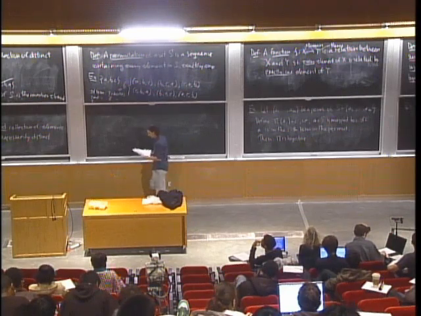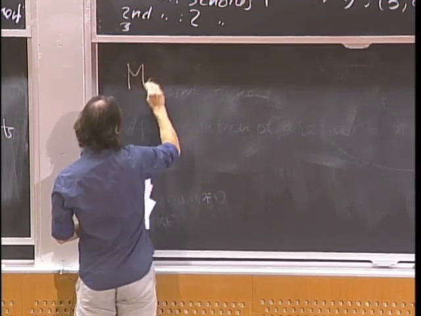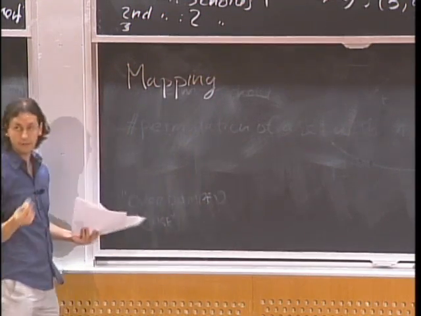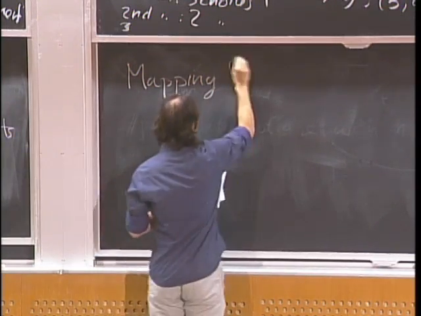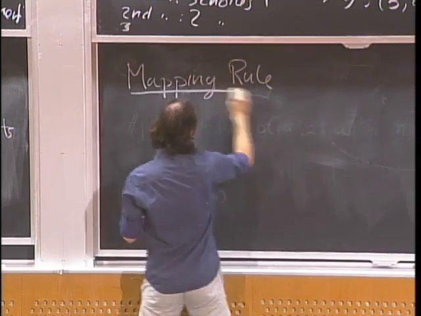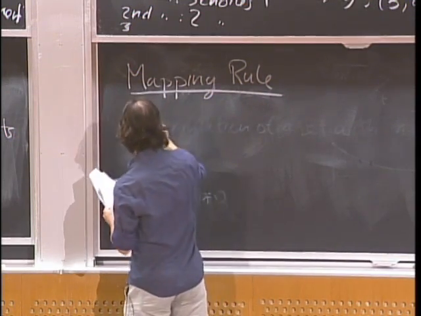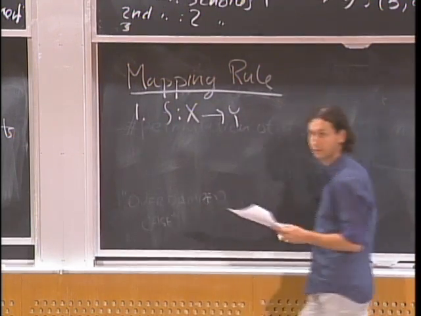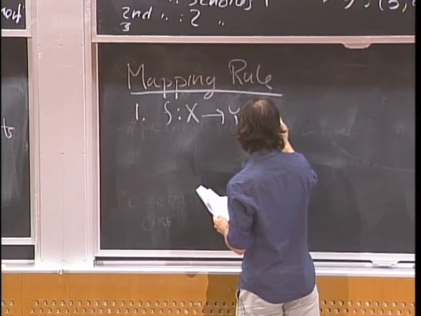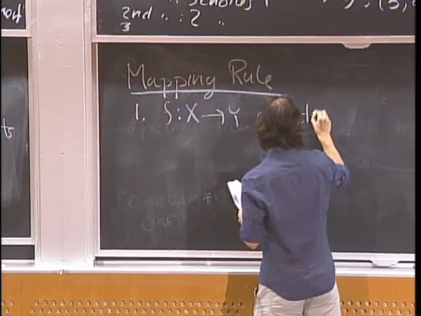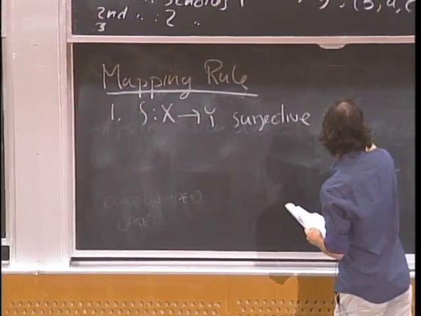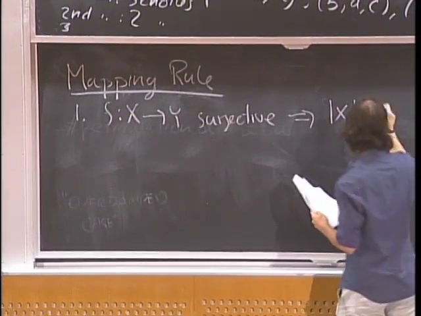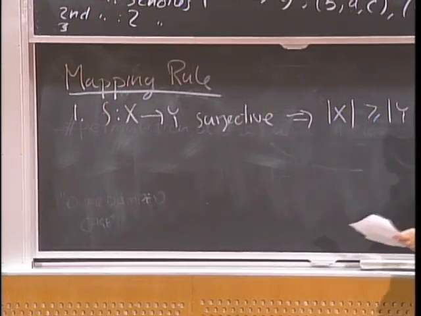And now, for the first time, we start to talk about the cardinalities of sets and how they're related to one another. So the mapping rule is that, first of all, if f is a function from X to Y, and if f is actually surjective, well, what do we know? We actually know that the cardinality of the number of elements in the domain is at least the number of elements in the range. And why is that?